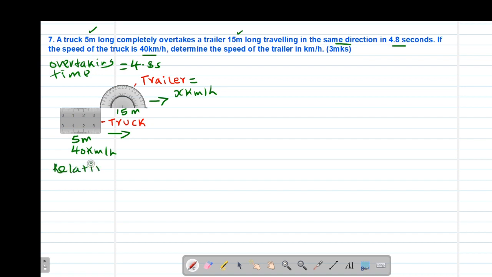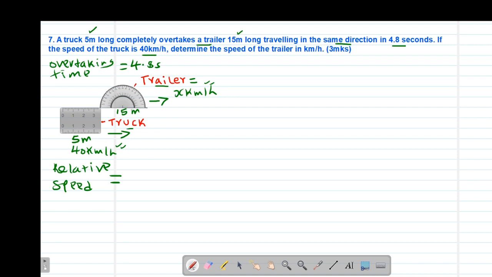So relative speed will be equal to, because the bodies are moving in the same direction, this simply means that if you want to find the relative speed, you are going to subtract the two speeds. So we have the 40 kilometers per hour and the x kilometers per hour. But we need to determine which speed is larger so that we know what to subtract from what. We are told that a truck which is 5 meters long completely overtakes the trailer. Because the truck is the one that is overtaking the trailer, this simply means that the trailer is moving at a slower speed as compared to the speed of the truck.